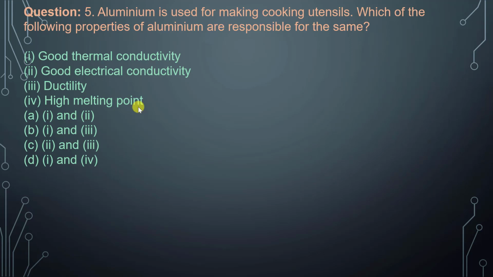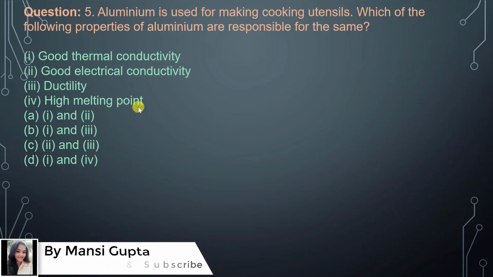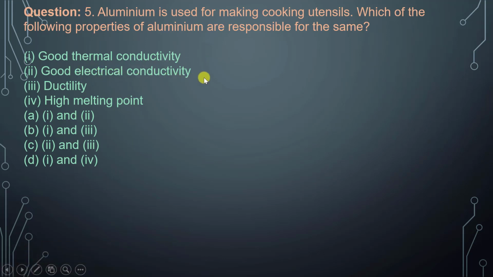क्वेश्चन नंबर 5, एल्यूमिनियम इज यूज्ड फॉर मेकिंग कुकिंग यूटेंसिल्स एंड विच ऑफ द फॉलोइंग प्रॉपर्टीज ऑफ एल्यूमिनियम आर रिस्पॉन्सिबल फॉर द सेम. ऐसी क्या प्रॉपर्टीज है कि हम कुकिंग यूटेंसिल्स बनाने के लिए एल्यूमिनियम का यूज ज्यादा करते हैं? क्या ये गुड थर्मल कंडक्टिविटी प्रोवाइड कराता है? मे बी. क्या ये गुड इलेक्ट्रिकल कंडक्टिविटी प्रोवाइड कराता है? आई थिंक खाना बनाने के लिए इलेक्ट्रिकल कंडक्टिविटी की ज़रूरत नहीं है, और डक्टिलिटी की तो बिल्कुल भी नहीं है. हाई मेल्टिंग पॉइंट होना चाहिए, अदरवाइज पता चले कुकिंग करते करते वो जो हमारा यूटेंसिल है वही मेल्ट हो जाए. सो आंसर विल बी डी.